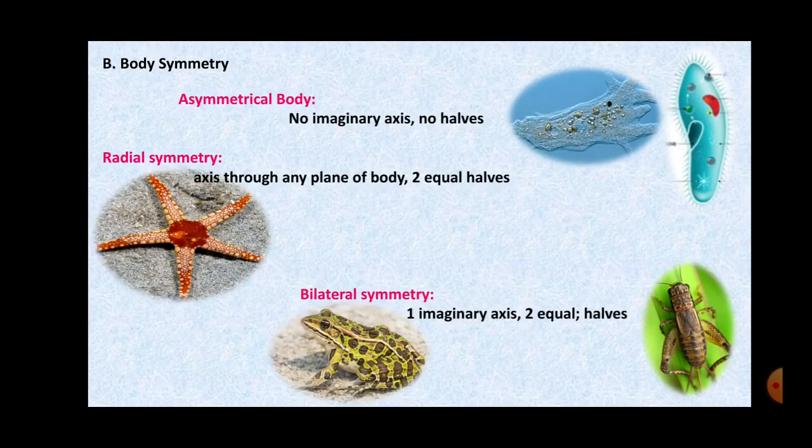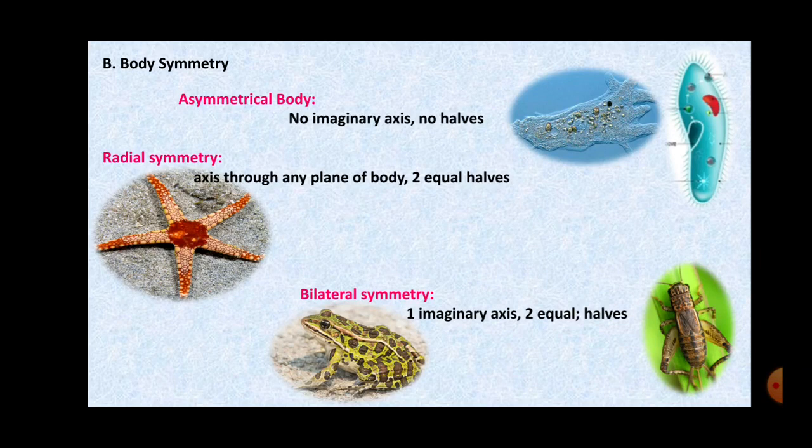Now, in any imaginary sense, if the body of any animal is cut through the imaginary axis of the body, I repeat, imaginary axis, sometimes it may, and in many cases it may not, produce two equal halves. Depending upon this property and this criteria, there are different types of animal body. We will look at asymmetrical body, radial symmetry and bilateral symmetry.